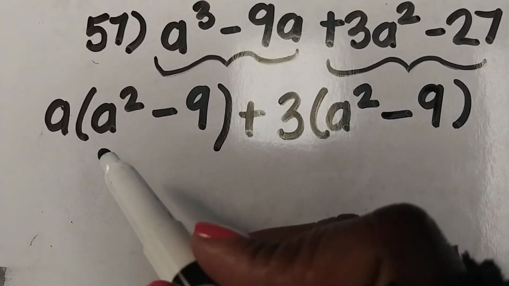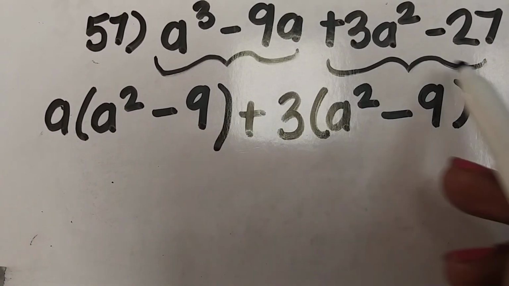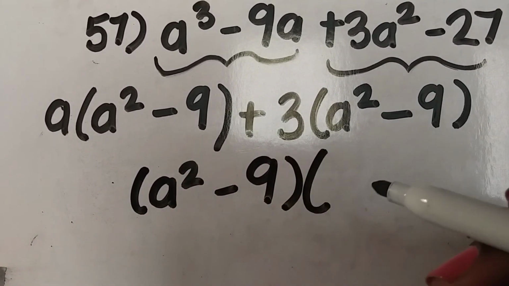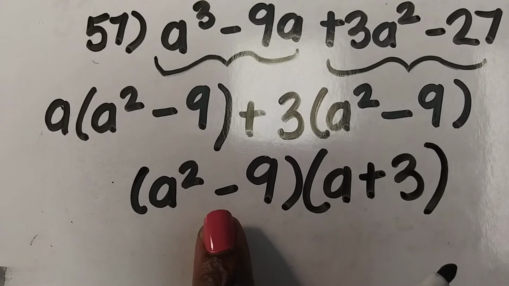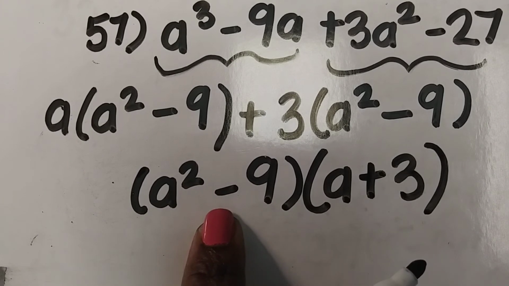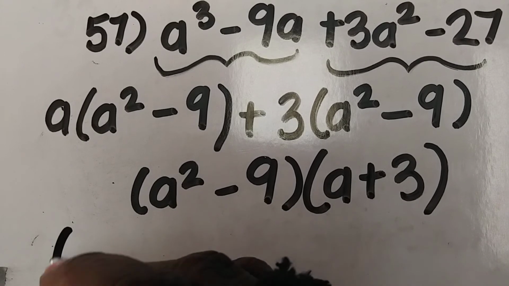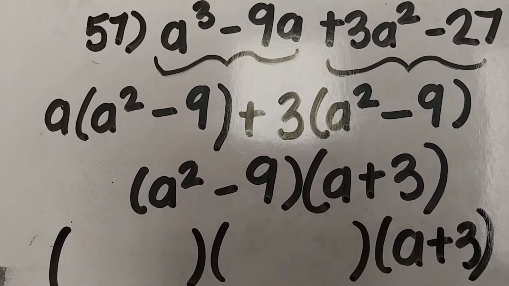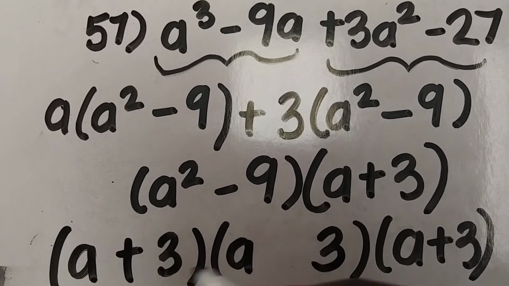We have to group it again. Looking at this part here and this part here, what do they have in common? They both have a squared minus 9 in common. What did they not have in common? It was a plus 3. I now see a difference of 2 squares. I can take the square root of a squared and the square root of 9 and bring down that a plus 3. A times a is a squared. 3 times 3 is 9. Plus minus, they look like conjugates, so I am done with that one.